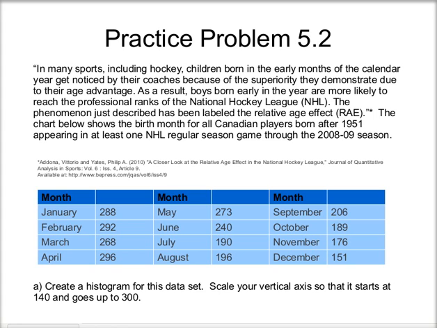The chart below shows the birth month for all Canadian players born after 1951, appearing in at least one NHL regular season game through the 2008-2009 season. So this quote and chart come from an article in the Journal of Quantitative Analysis in Sports. So for part A, we want to create a histogram for this data set. And we're going to scale the vertical axis so that it starts at 140 and goes up to 300.